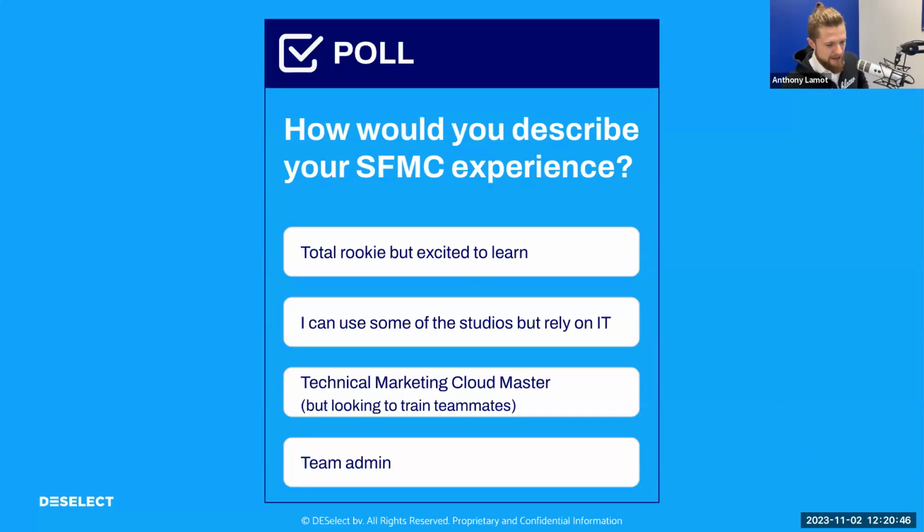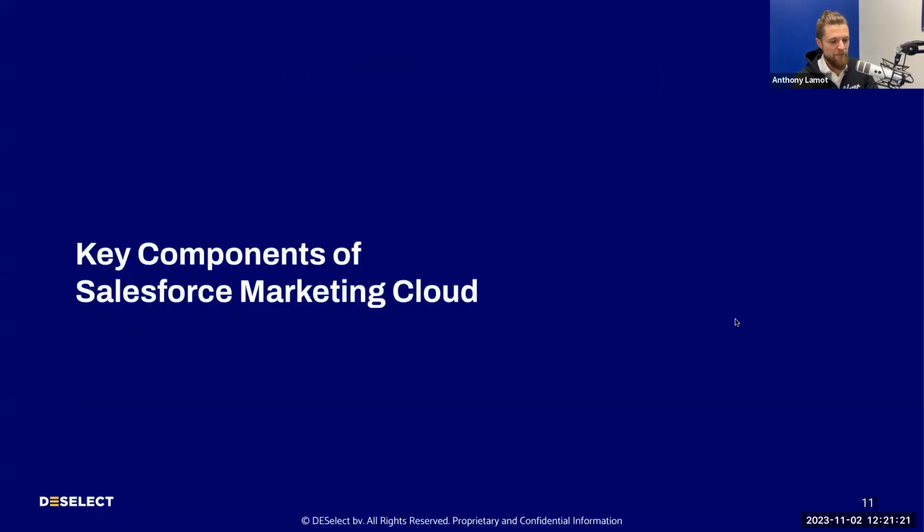Pretty unsurprising in a sense, right? Given the title of the poll, we don't have any masters yet. Hopefully we can help you take those first steps towards masterhood. We have 33% of the audience saying that they're a total rookie, but excited. Yay, that's great. We got 50% who have a bit of experience, and actually 17% are team admins. That's great. Stop sharing. And so now we've given you an overview.